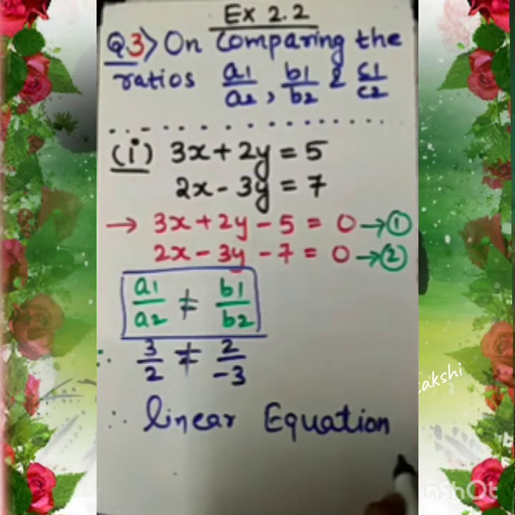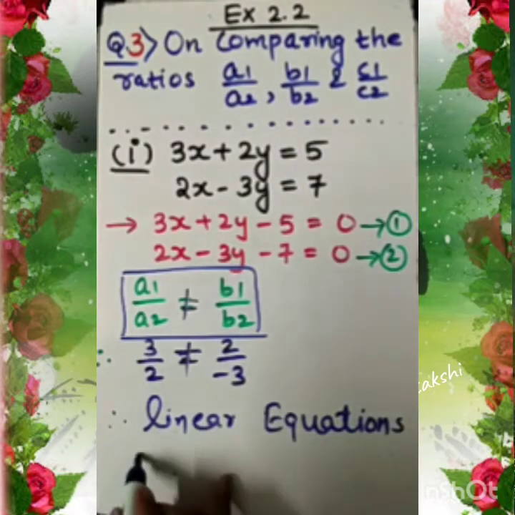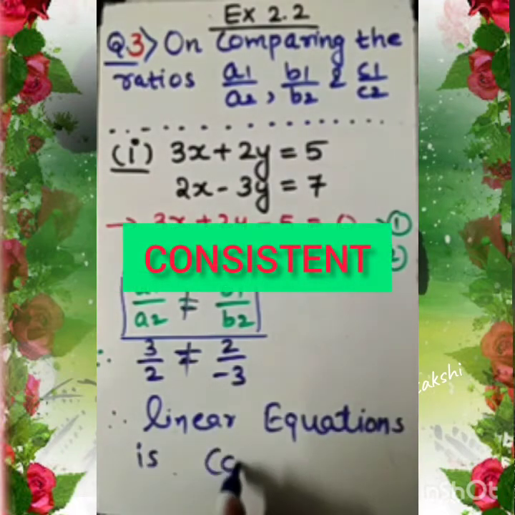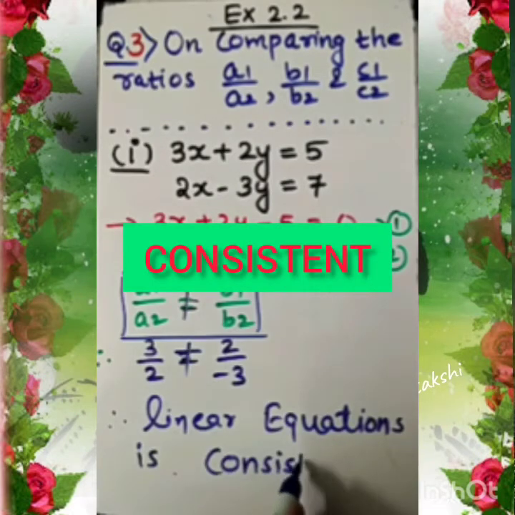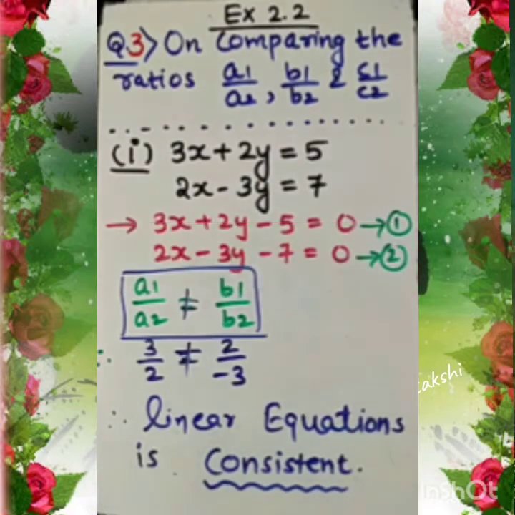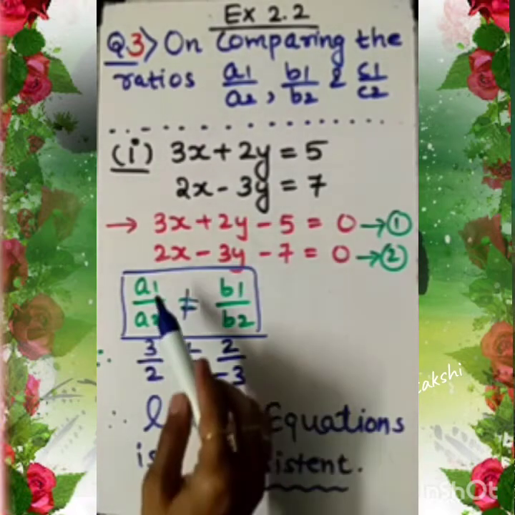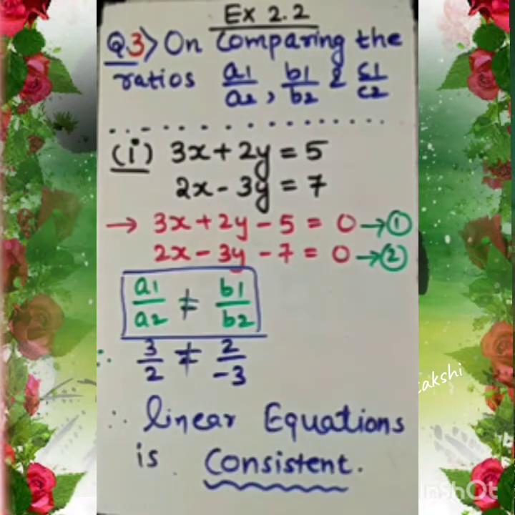Given linear equation is consistent. So please remember, we get the consistent result when a1 by a2 is not equal to b1 by b2. Let's see some more examples, and we'll have a clear view about inconsistent, consistent and dependent also.